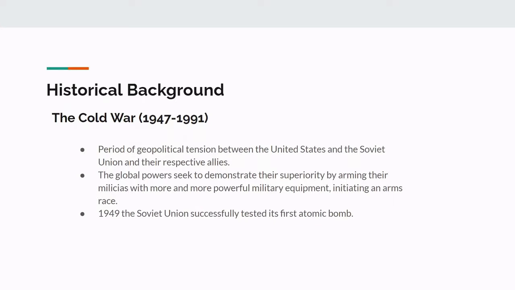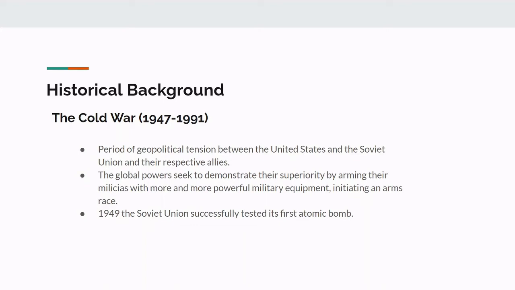This article written by Hunter was published in 1980, which, to give some historical background, was in the middle of this period of time called the Cold War. This was a time of very tense geopolitical situation between the United States and the Soviet Union and their respective allies, which basically divided the world into 2 sections known as the Eastern Bloc and the Western Bloc. Both of these global powers sought to demonstrate their superiority by arming their militias with more and more powerful equipment, which initiated an arms race.